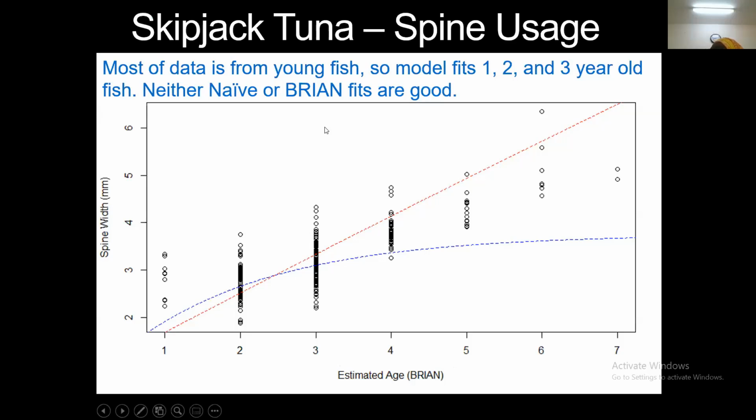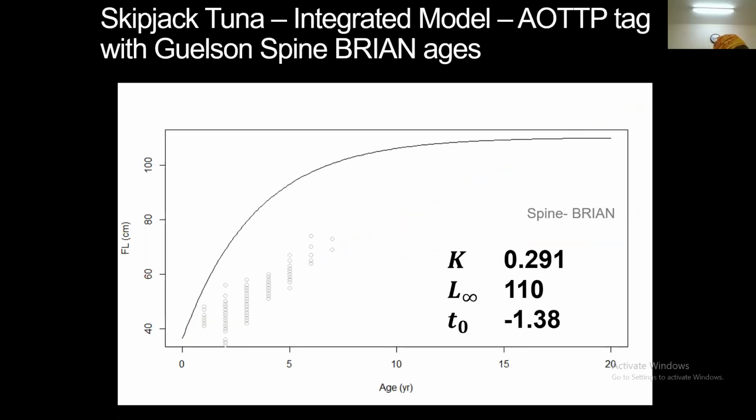And this was the Bryan model fit to spine data, where the x-axis is the estimated ages from the Bryan model. The y-axis is the small spine width. Red is the naive model, so you can see it shooting off to a very high D infinity because it doesn't catch the curvature. And the Bryan model is very low, and that's because all of your data is here in these younger fish, and we have concerns that for these younger fish we're getting the biggest of the young fish. So we're not very confident in using this data.